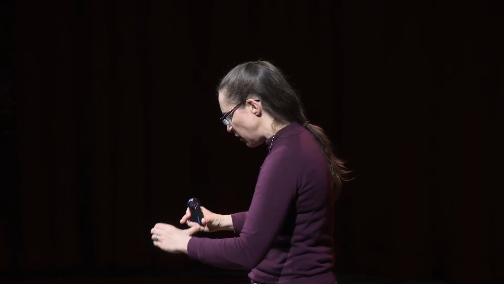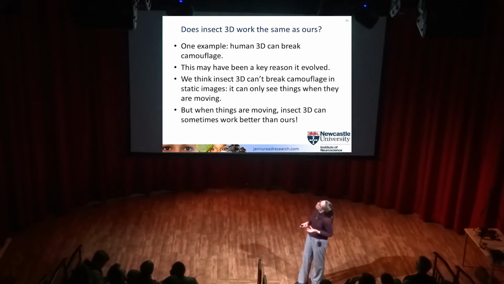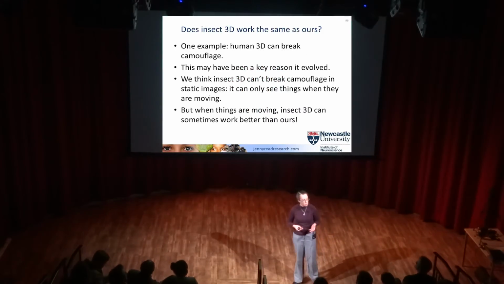So you can imagine there's a disc that's perfectly camouflaged. It's got exactly the same pattern as the background. So with one eye, you can't see it at all, but with two eyes, your stereo vision reveals it. And this camouflage breaking aspect of stereo is believed to be really important for humans and other primates, and we think it might be a really important reason it evolved.